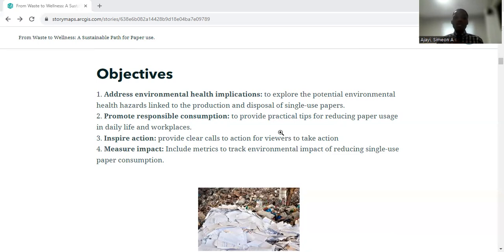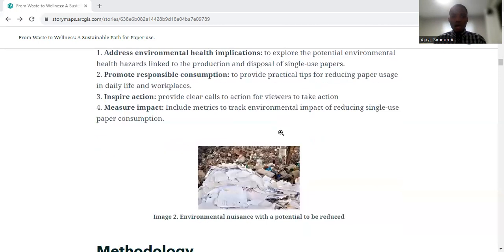And then also to make us aware of the fact that it is possible to take action and to reduce the production of this paper product, and of course, inspire action. And also lastly, to measure impact. So with the aid of some mathematical calculations, I was able to measure and track the environmental impact of reducing single-use paper consumption.